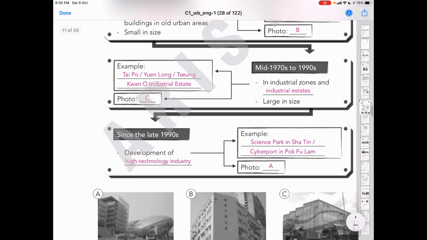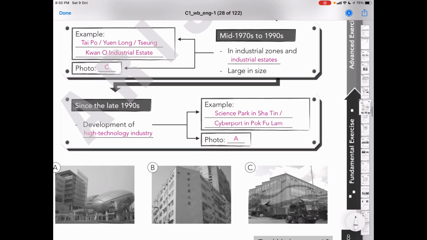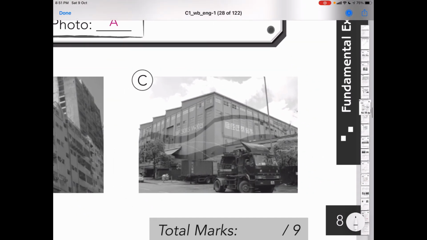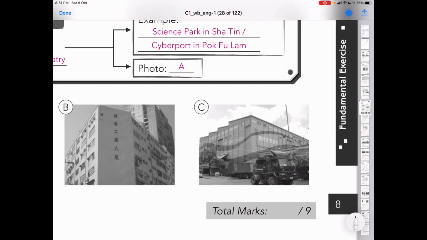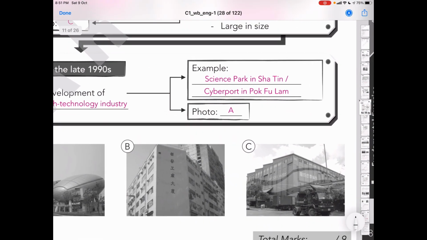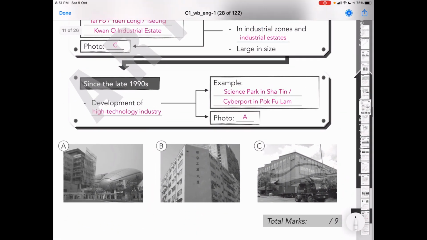Okay, and then from the 1970s to the 1990s, you can see mostly in Tai Po, Yuen Long, Kwai Chung Industrial Estate, just like I already said, the TV Buddy building is like this. Although this is not the TV Buddy building, it is Watson Water, more or less the settings of this kind of industrial building are the same. And then it should be photo C.